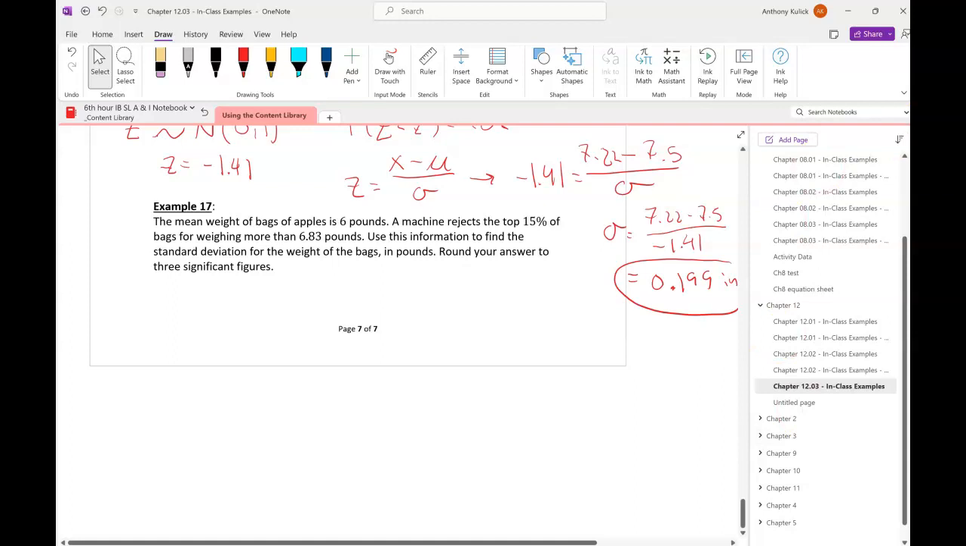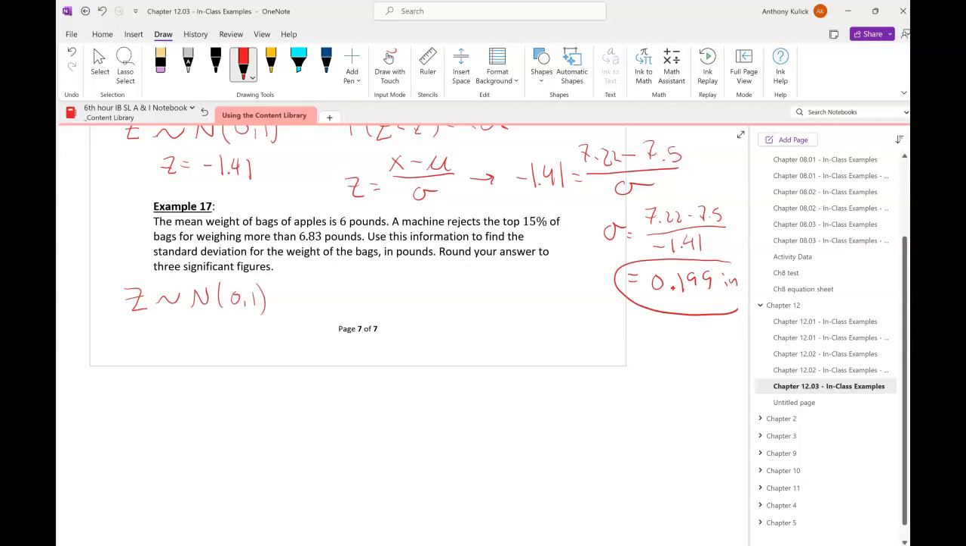All right, last one, Elise. The mean weight of a bag of apples is 6 pounds. A machine rejects the top 15% of bags for weighing more than 6.83 pounds. Use this information to find the standard deviation for the weight of bags in pounds. Same idea as the previous one, right? We have to be a little bit careful because this one is written as greater than.